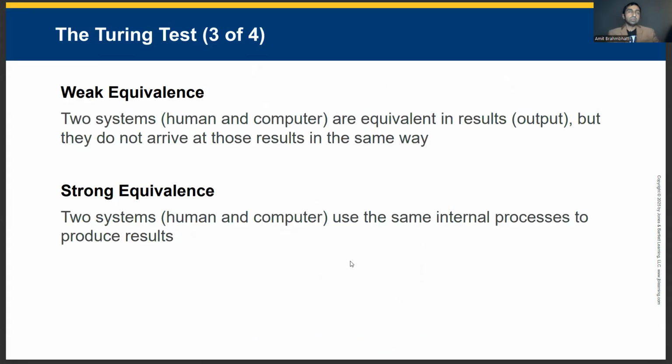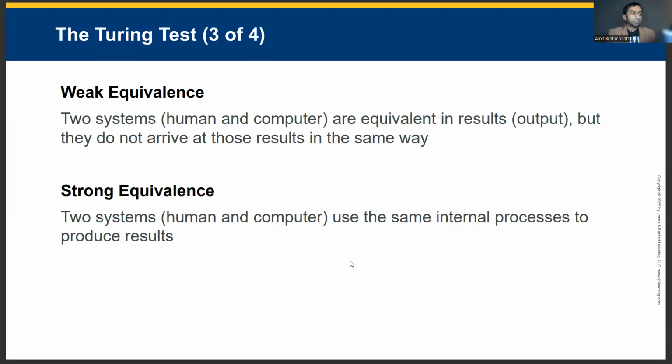Slide 10, the Turing Test, 3 of 4. Here we see two key concepts, weak equivalence and strong equivalence. Weak equivalence means the machine produces the same outputs as a human but uses different internal processes.